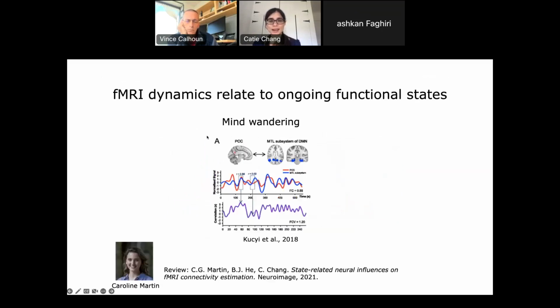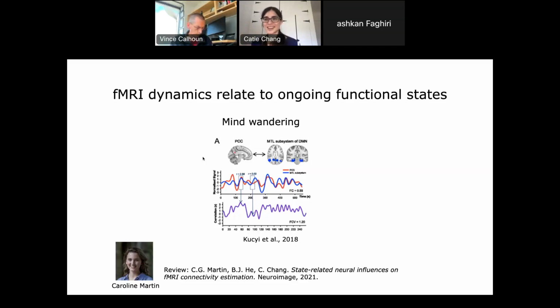There have been a wide range of different states that fMRI dynamics have now been linked to, including attention, mind wandering, and emotion. And this is a review article led by Caroline Martin, in which she synthesized a lot of this recent literature. On the one hand, it's potentially a confound if we are trying to find a stable measure of brain function or traits based on fMRI, if these signals are reconfiguring depending on what state a person is in, and particularly what state they're in when we're scanning them.